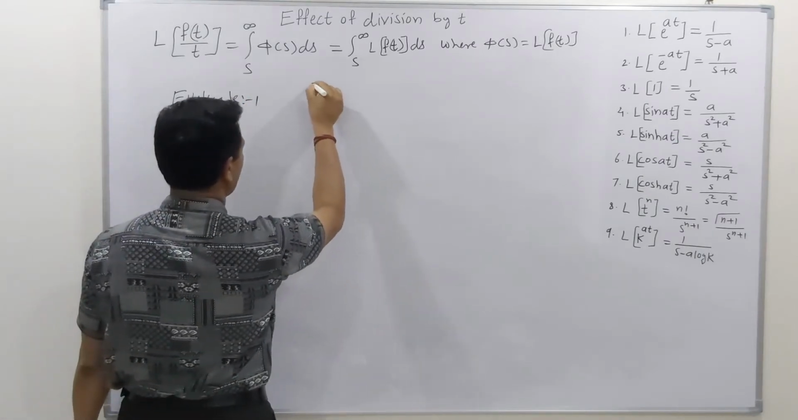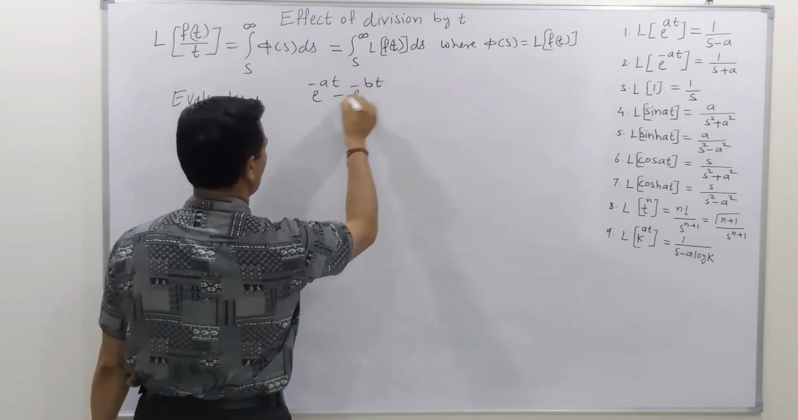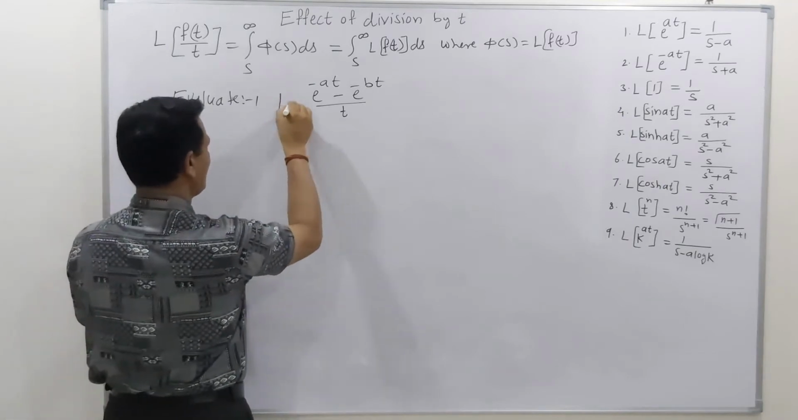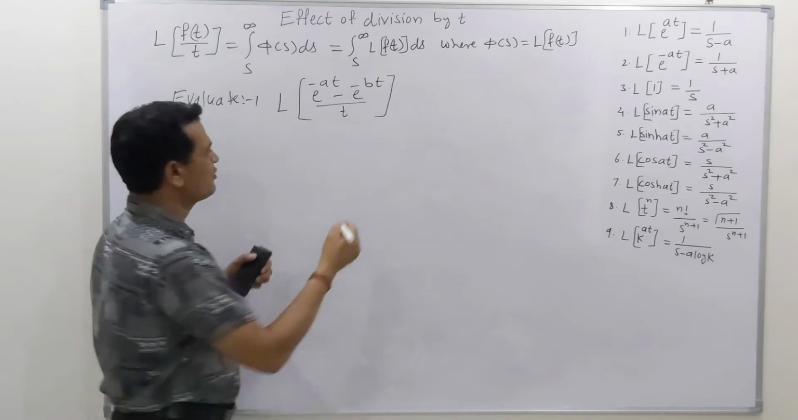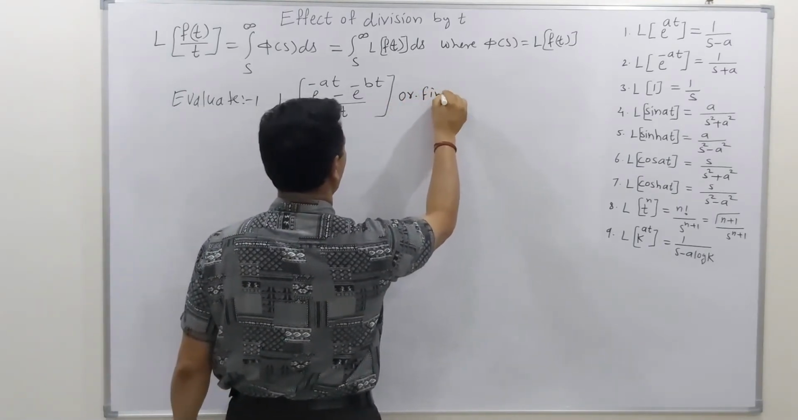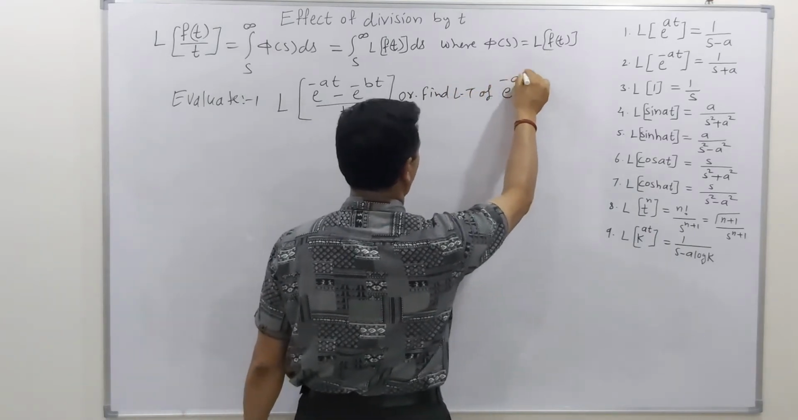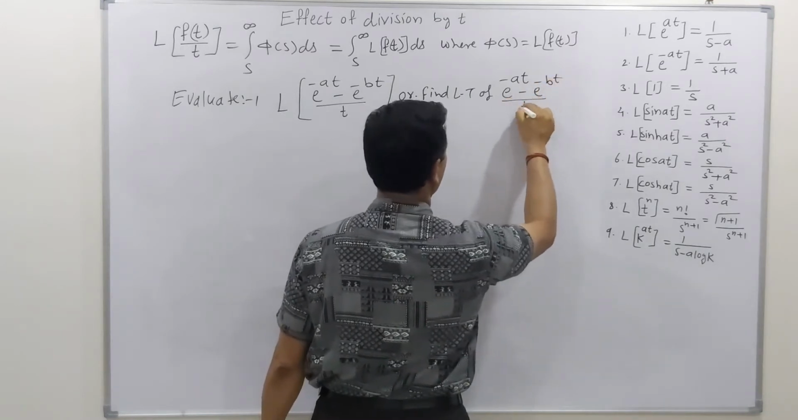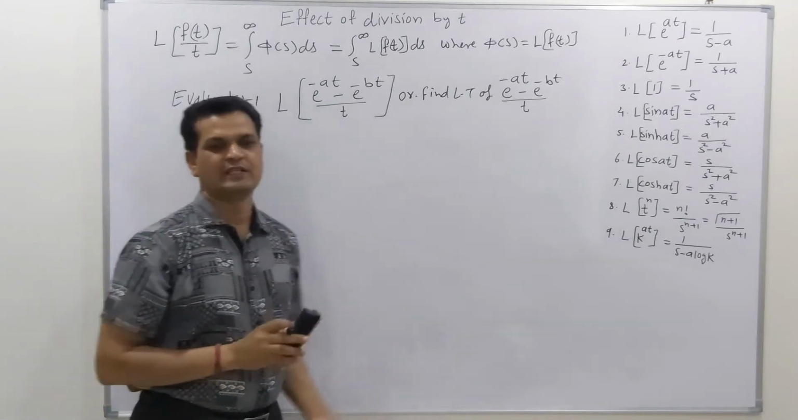Suppose this is e raised to minus at minus e raised to minus bt upon t. So find out its Laplace transformation. So evaluate this term. In the question paper, the question may be of the type, or find Laplace transform of e raised to minus at minus e raised to minus bt upon t. So question may be of this form or maybe of this form.